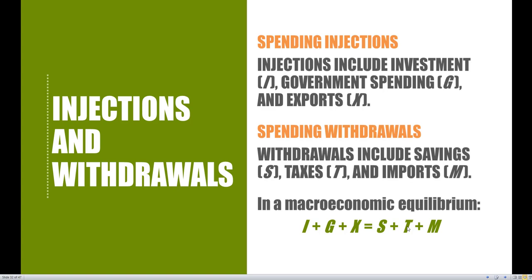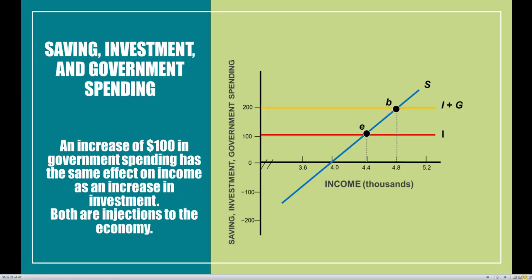So let's go ahead and add in government spending. How do you think government spending is going to affect our macroeconomic equilibrium? Thankfully for us, government spending has the same impact on our equilibrium as a change in investment. Remember, investment was the second component that we added into our model. We said that it is affected by the multiplier.